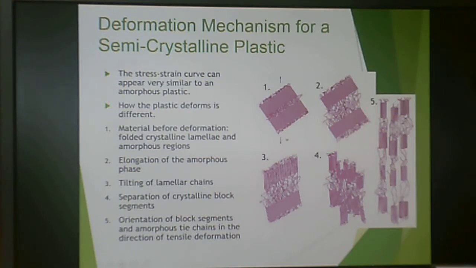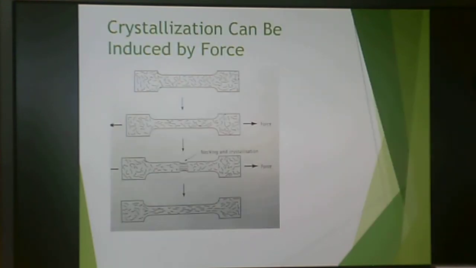You can kind of fragment these apart, and that's where you get the separation of crystalline block segments in stage 4. At stage 5, you get orientation of these block segments, and then these amorphous tie chains are all the way stretched out, and you pull on this a little bit more, and you're going to start to snap these amorphous tie chains. So you're going to get a curve that looks very similar, but what's actually happening to the molecules is a little bit different in an amorphous versus a semi-crystalline plastic.